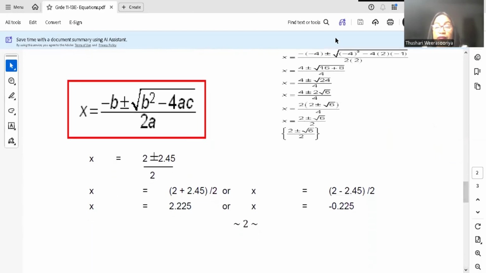I have written the rest here. Square root 6 is 2.45. They give it in the exam, so you don't need to worry. Then you break it into pieces. That is 2.45 plus 2.45 and minus 2.45, divided by 2. There you get 2.25 or minus 0.25.